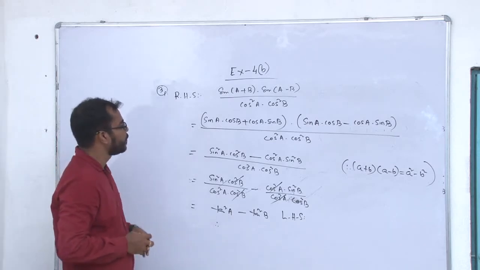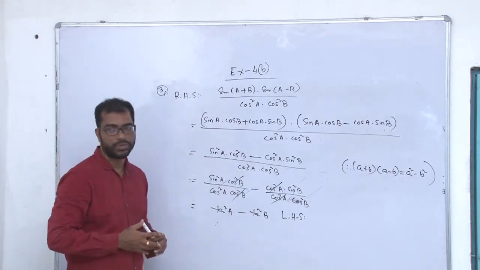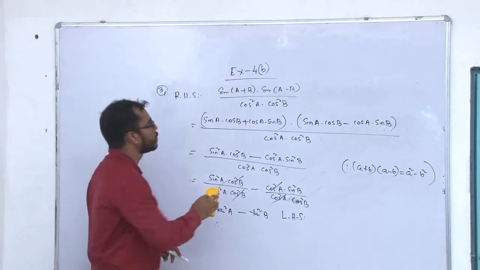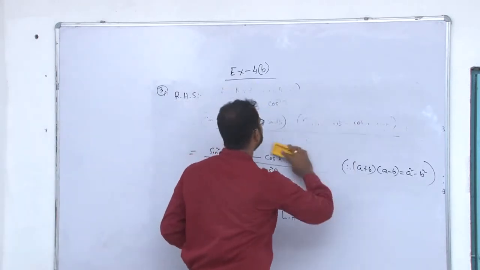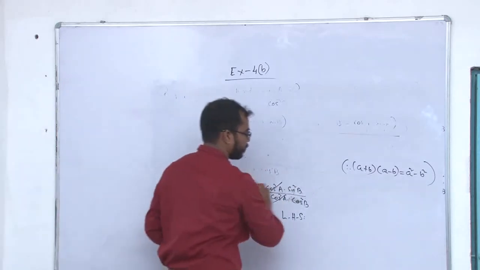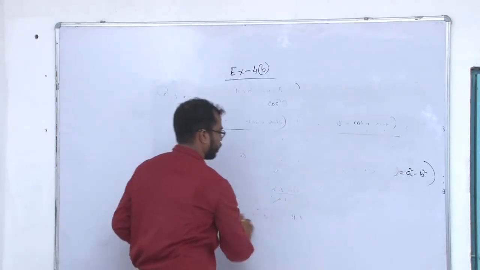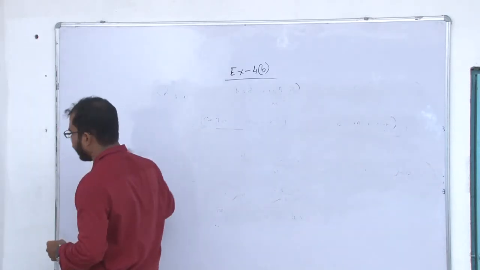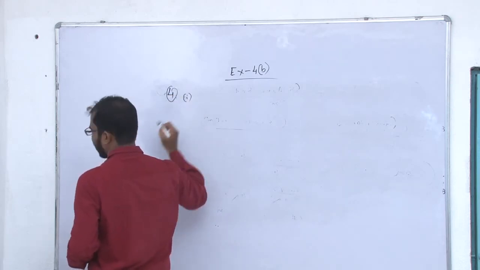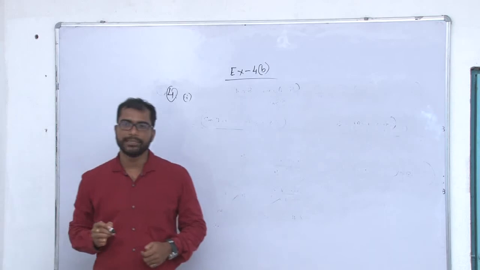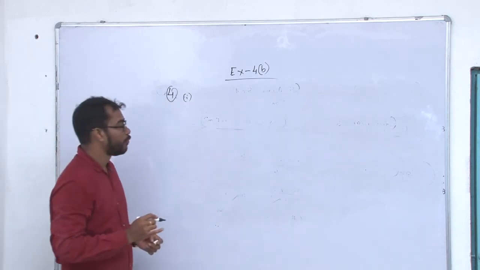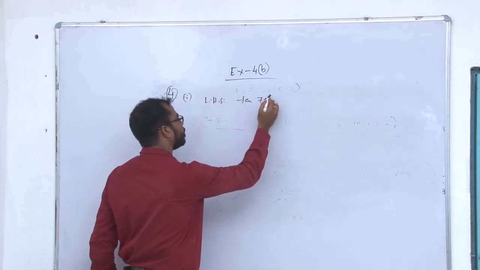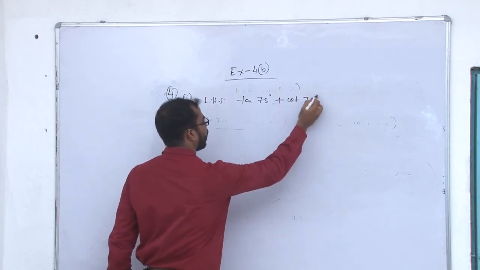So we can solve all the problems in question number 3. Next we have to proceed to question number 4. Question number 4, that is, we have to prove that tan 75 degree plus cot 75 degree is equal to 4. So here we take LHS, that is tan 75 degree plus cot 75 degree.